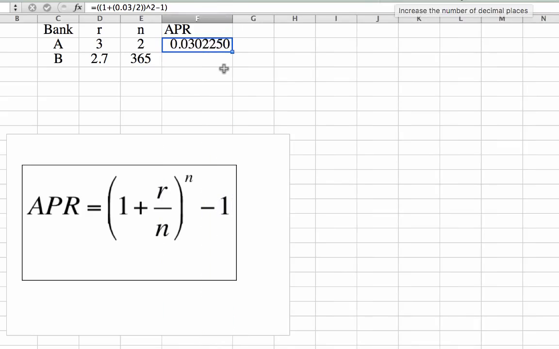Yeah, there we are. Excel wasn't giving us the decimals until I adjusted the number of decimals allowed. So we should have a figure that's higher than your nominal rate. So 3% here is 0.030225. I'll get that as a percentage by multiplying it by 100.